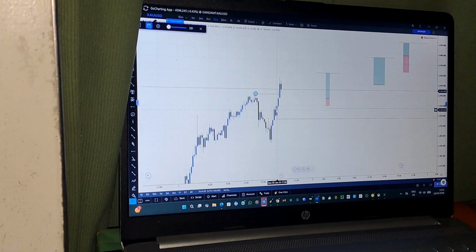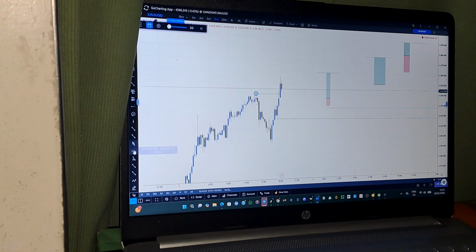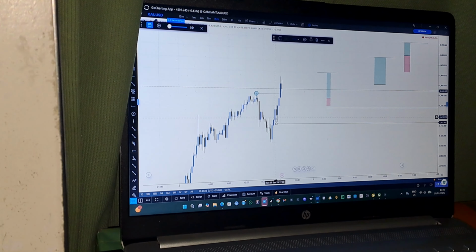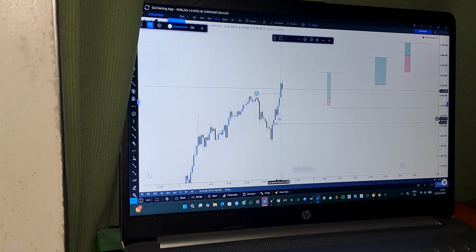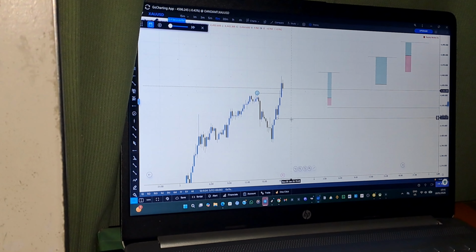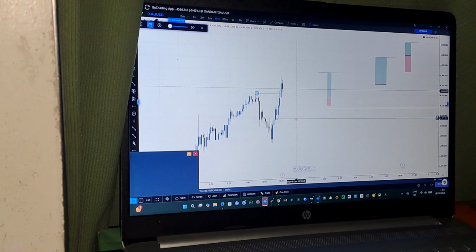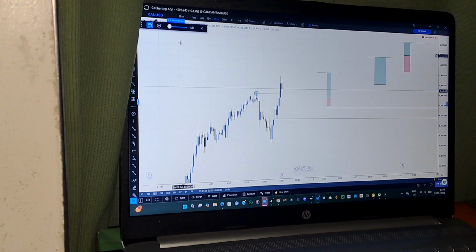After breaking our structure, we use this tool called a horizontal ray to mark the pullbacks. As you can see, this is a good pullback, so we mark it. We wait for price to come, take it out, then we can find an entry on a lower time frame. Let's keep replaying.